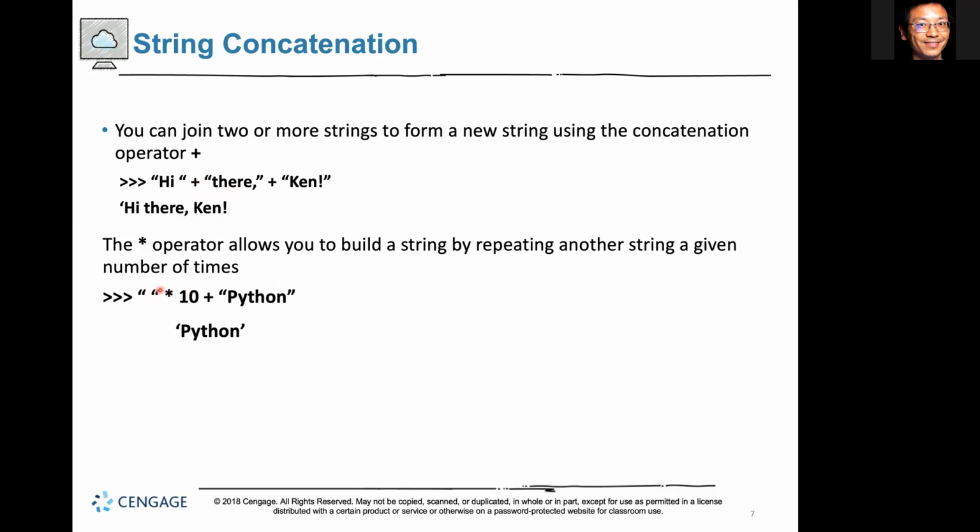Now the string object also supports an operator that makes it interesting. And this asterisk, again, on numbers means multiplication, but in the case of a string times 10, that means repeating that 10 times. Okay.